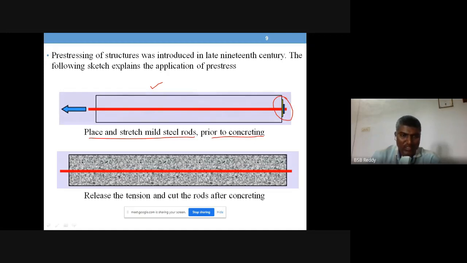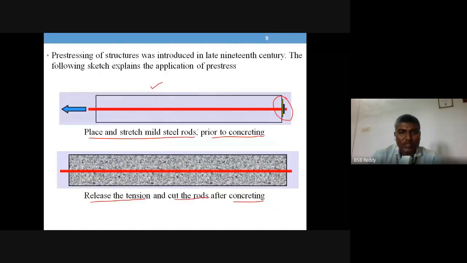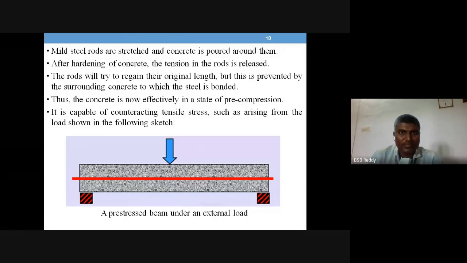And once the stretching is done, then we pour the concrete. Once the concrete gets set, the rod is released, then cut the rod after concreting. So this is the early attempt of pre-stressed concrete preparation. And once the pre-stressed concrete member is ready, then its application as a beam we will see now.